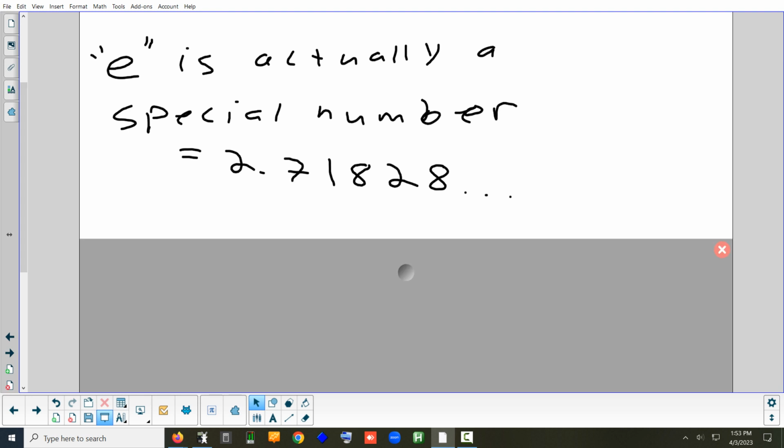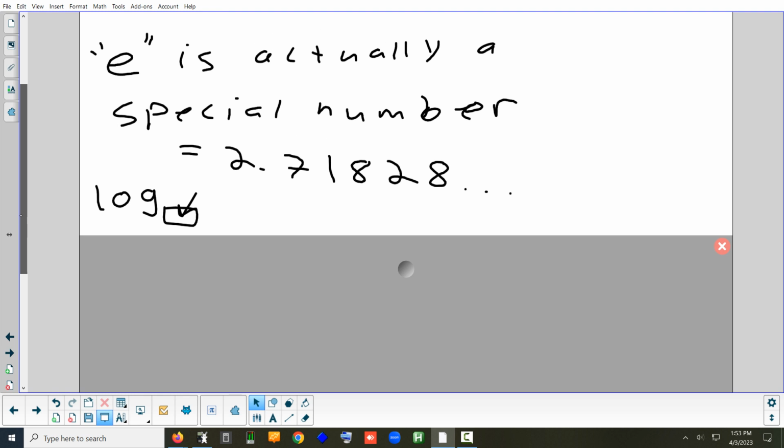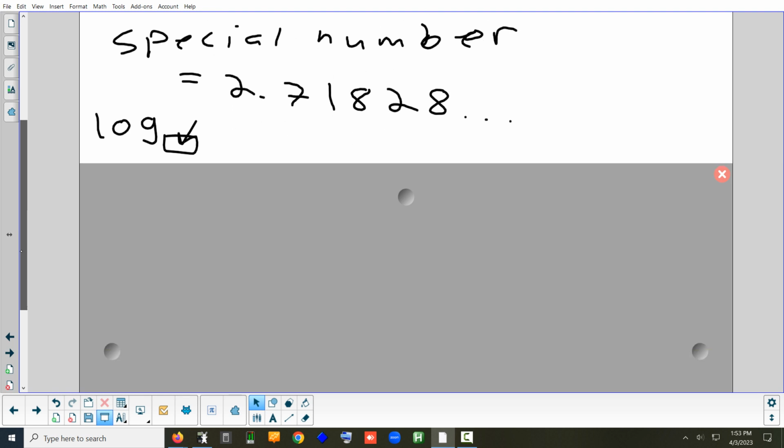So there are 2 logarithms that have special names. And the special name has to do with something being right there. It's a special base. E is one of those special bases.